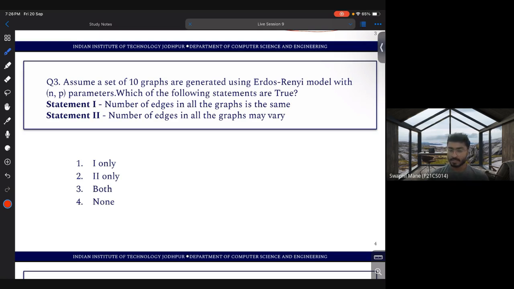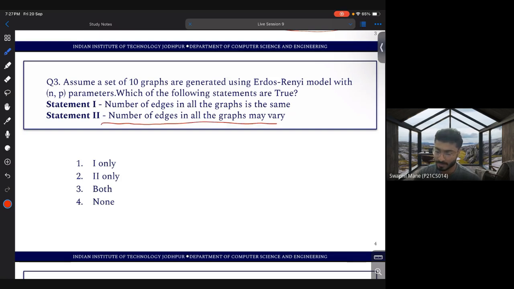The probability, suppose you are taking the same probability, in that case it might be possible, but this is a randomly generated graph, which means every time we are getting different edges. Statement 2 states that the number of edges in all the graphs may vary. So option 1 is not correct, because it says the number of edges in all the graphs is the same. It's not like that. In each randomly generated graph, we are getting a different number of edges, which is stated by statement 2.